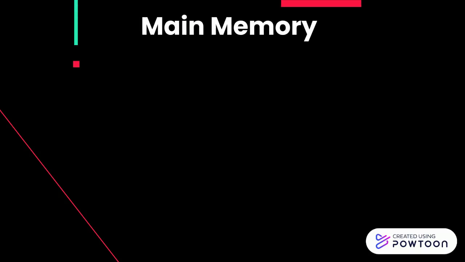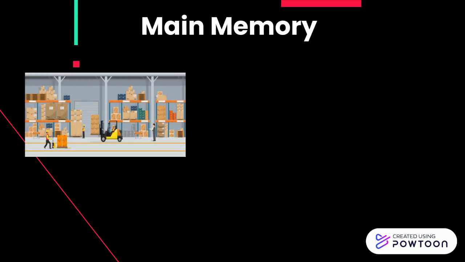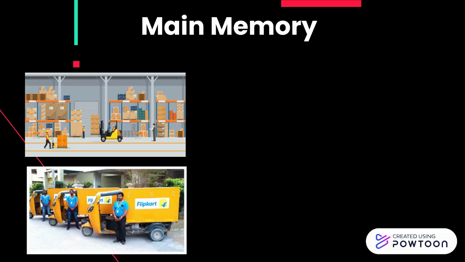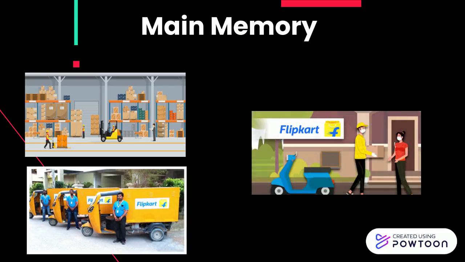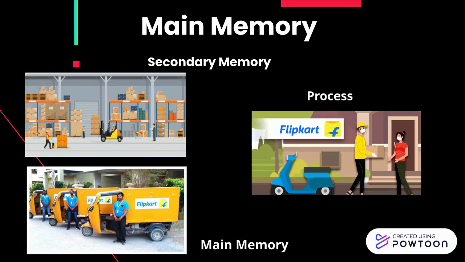Consider an example of an e-cart service wherein there will be a warehouse where all the goods or items will be stored. From this warehouse, the items will be transferred to a service center. From this service center, the items will be dispatched to different destinations. Here, the warehouse can be considered as secondary memory, and the service center as main memory, wherein the goods required to be dispatched are loaded, dispatched, and again the space is made for other goods to be loaded.